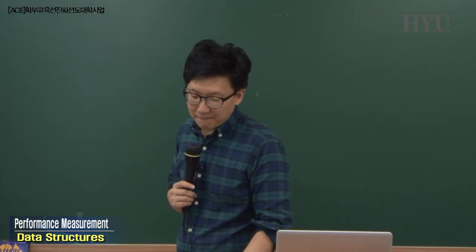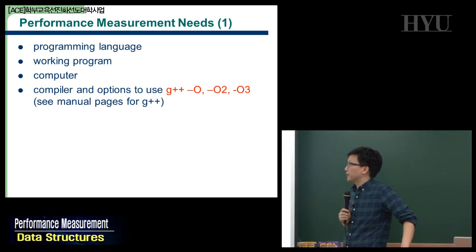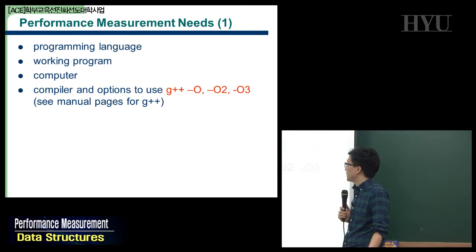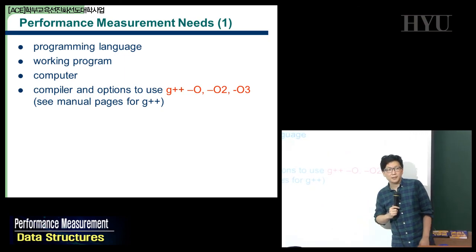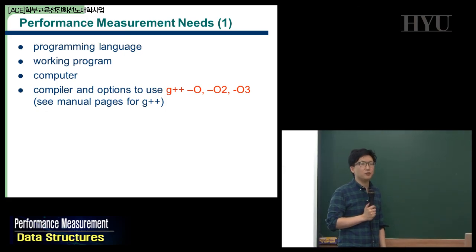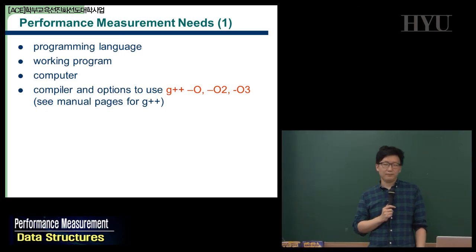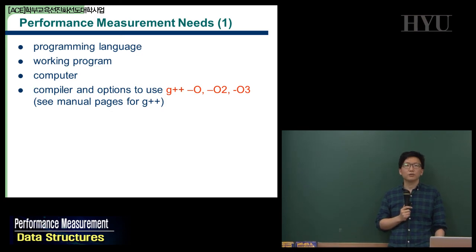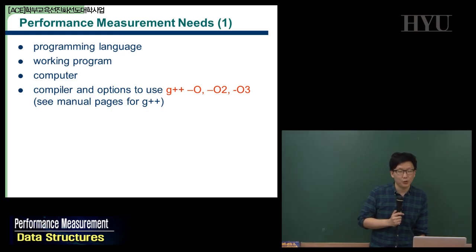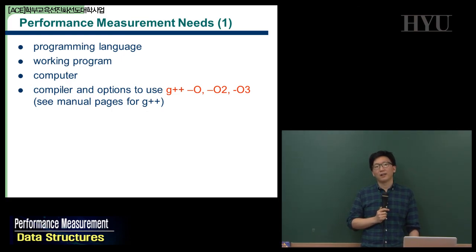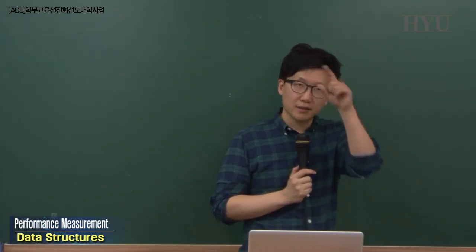Performance measurement needs a programming language, a working program, and a computer. Compiler options such as g++, -O, -O2, -O3. See the manual page for g++. How do you see a manual page of g++? If you're running a Linux or Unix environment, man g++. Man is short for manual. And most of you running Windows, just type g++ manual into Google. It will get you the same page of the Unix instruction sets.